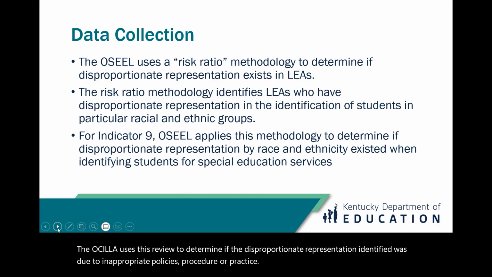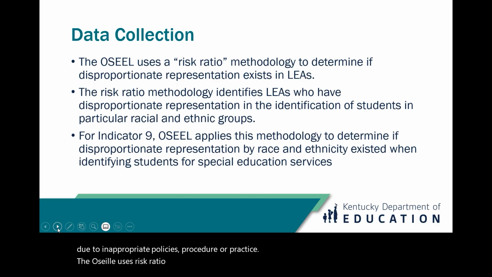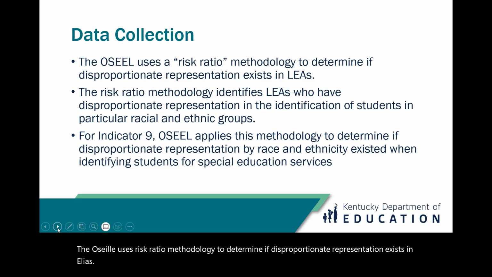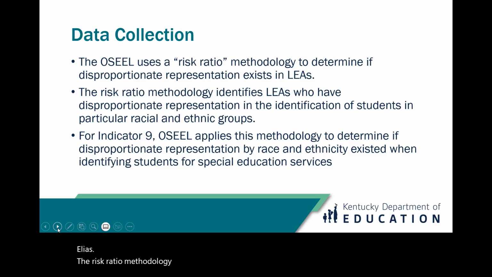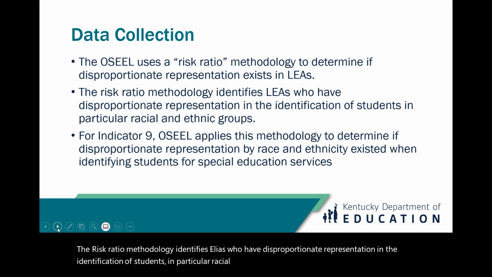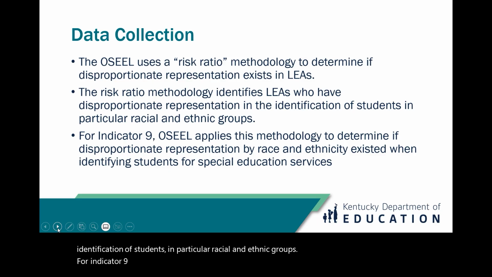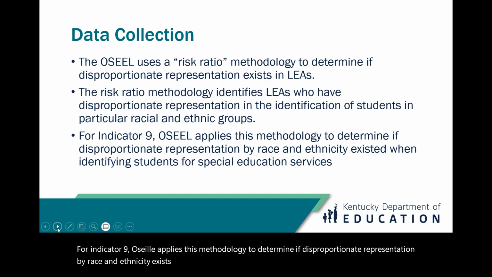The OSEEL uses risk ratio methodology to determine if disproportionate representation exists in LEAs. The risk ratio methodology identifies LEAs who have disproportionate representation in the identification of students in particular racial and ethnic groups. For Indicator 9, OSEEL applies this methodology to determine if disproportionate representation by race and ethnicity exists when identifying students for special education services.